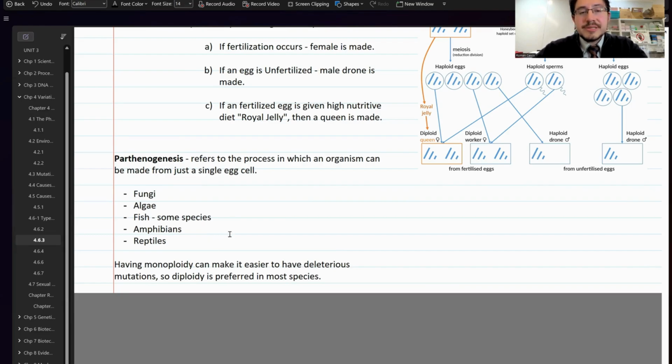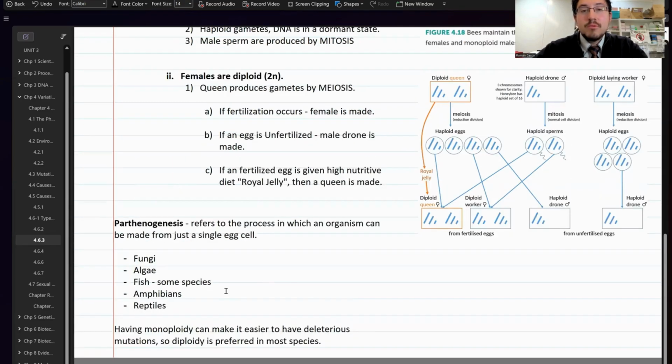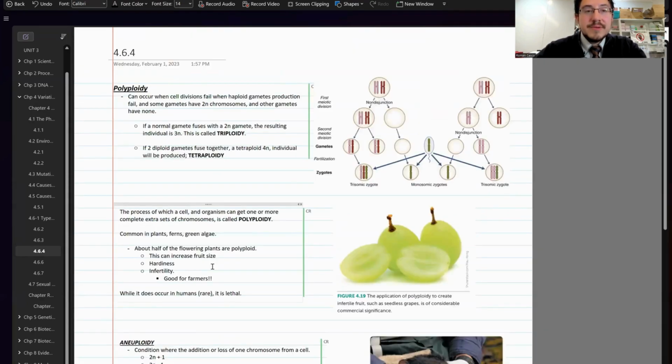Okay. There is a downside to having monoploidy, right? Since you just have one set of chromosomes, you're much more susceptible to having deleterious mutations. And of course, since you have basically just one allele, right? If you get a deleterious mutation, that's pretty much game over. You won't be able to have that particular gene, right? So diploidy is preferred in most species, as it gives better chances of survival, right? So, parthenogenesis.